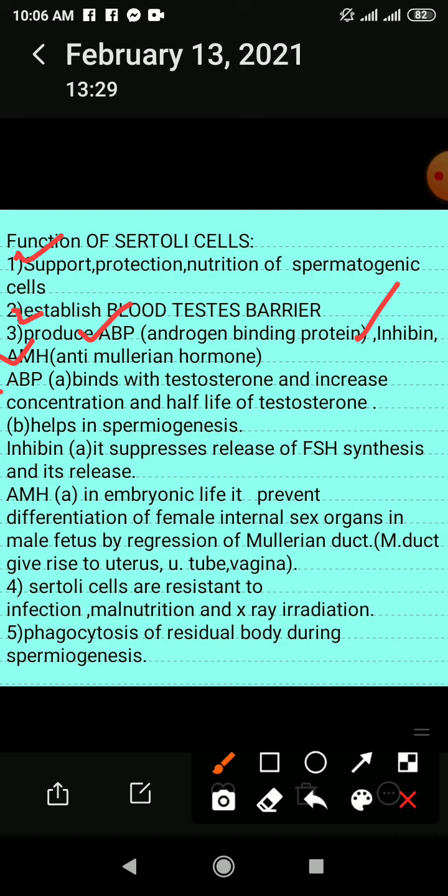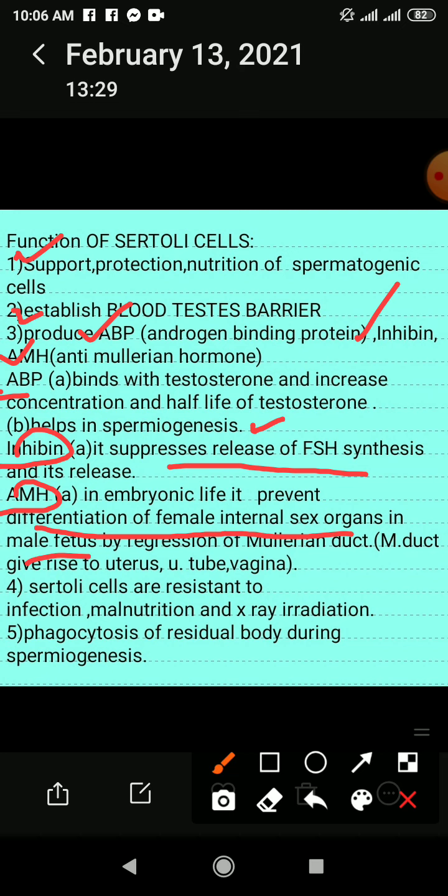So what is the function of these hormones? Androgen binding protein or ABP binds with the testosterone and increases the concentration and the half-life of the testosterone. It helps in the spermiogenesis, and the Sertoli cells also release inhibin. Inhibin gives a negative feedback mechanism to suppress the release of the FSH or follicle stimulating hormone. And anti-Mullerian hormone, in embryonic life in case of male, prevents the differentiation of the female internal sex organs in the male fetus.